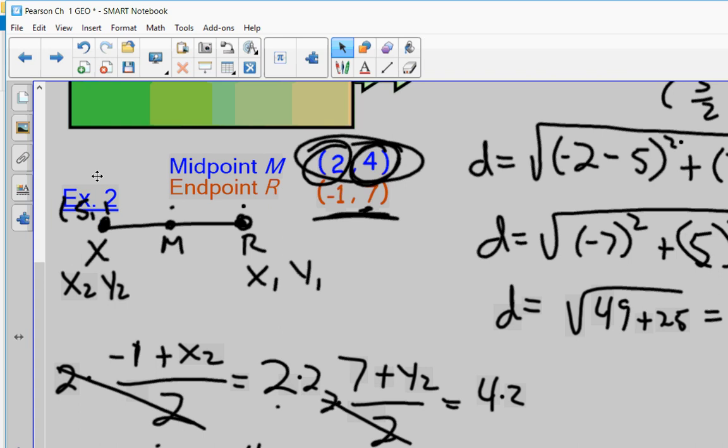My board is messing up. Okay, sorry about that. So my other endpoint is 5, 1.